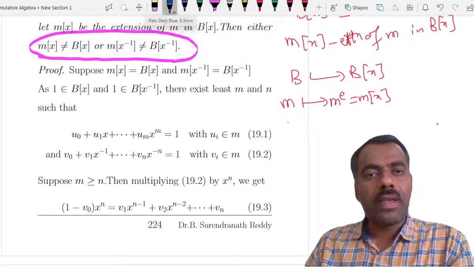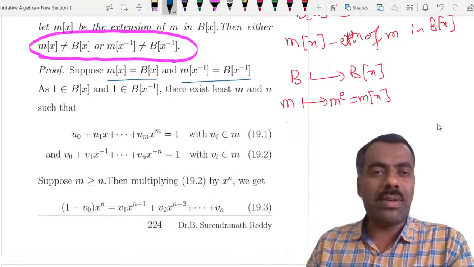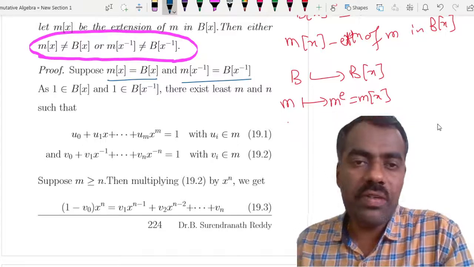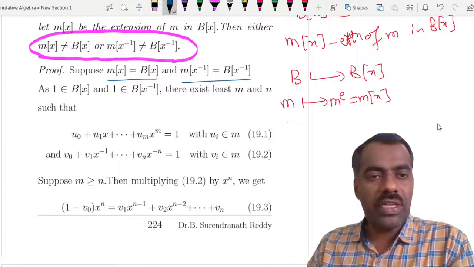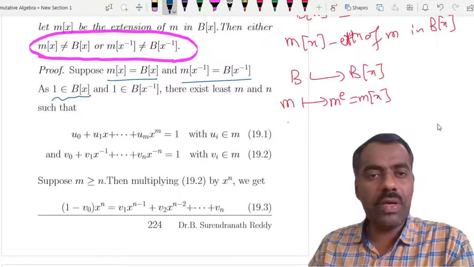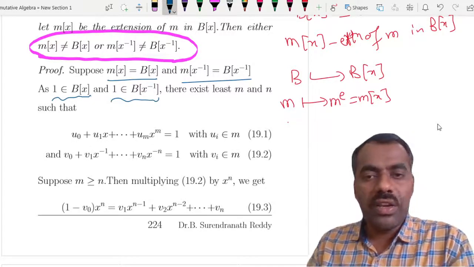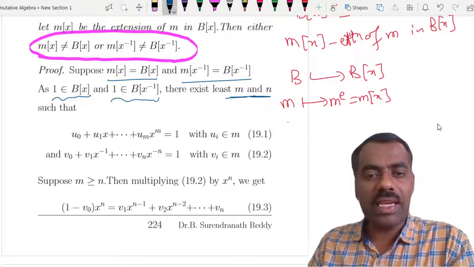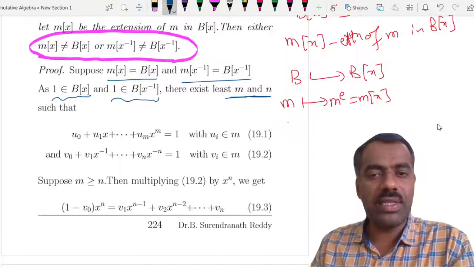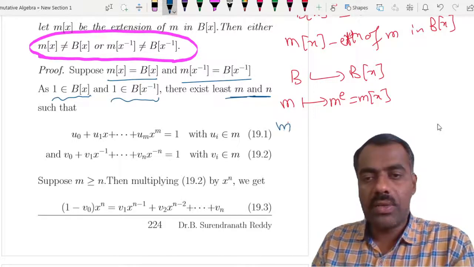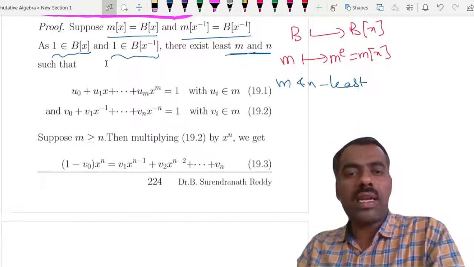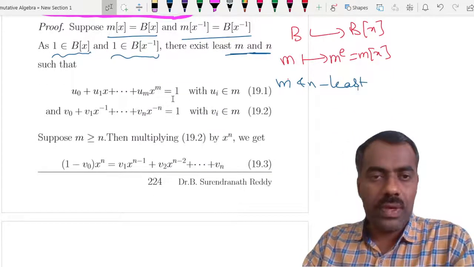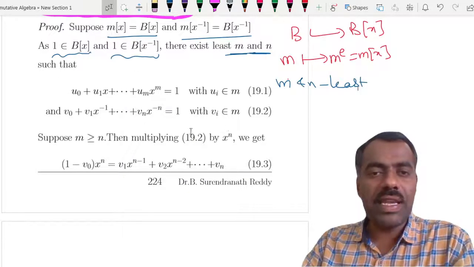The proof is obvious. Again, assume that both are equal. That means M of X is full B of X, and M of X inverse is B of X inverse. Then we know that one belongs to B of X. Similarly, one belongs to B of X inverse. So we can find least m and least n, so that we can write one as a linear combination of this and one as a linear combination of this. Here our m and n are least. That means we cannot write this one as a linear combination of fewer than m elements here.